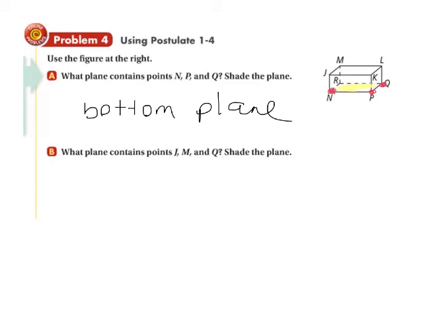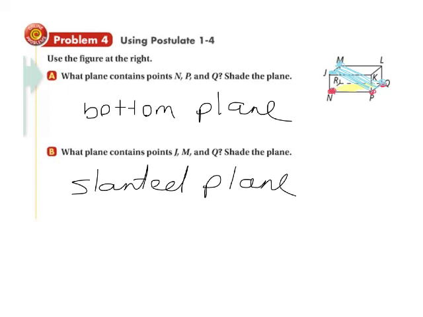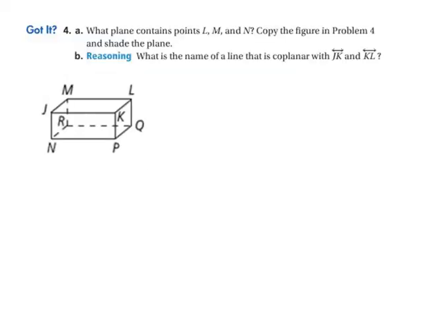Let me pick another color. Okay. J, M, and Q. Well, we don't have any sides here, but what we could say is it would be the slanted plane inside of here, inside that box. Okay, it's that slanted plane. Even though it's not drawn, but there is a plane there. All right, finally, it's your turn again, so turn this off or stop this and give it a go, and I'll put the answer up.